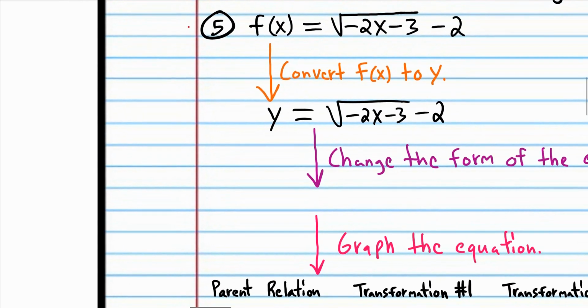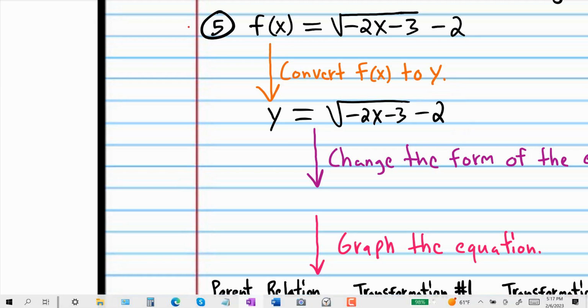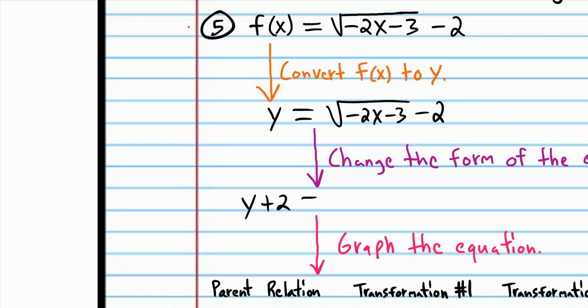And again, that's just to make things easy. You don't have to do that, but I would suggest doing that. Then we're going to take this 2 and put it on the other side of the equation. So we have y plus 2 is equal to the square root of negative 2x minus 3.